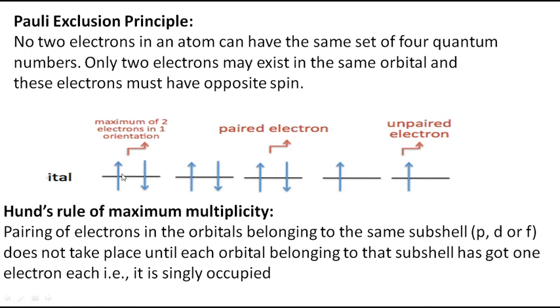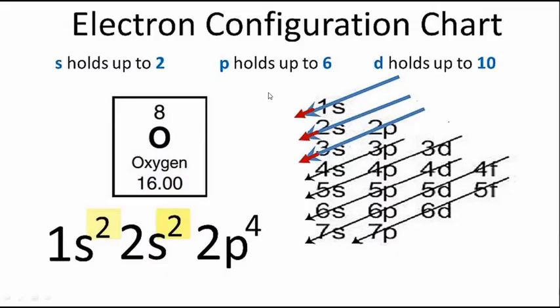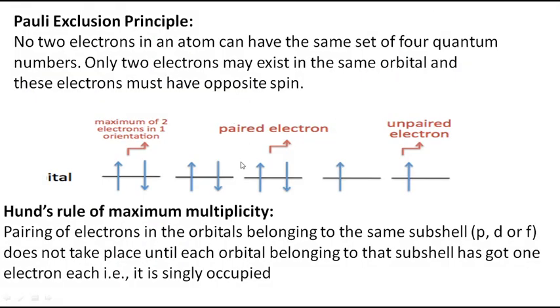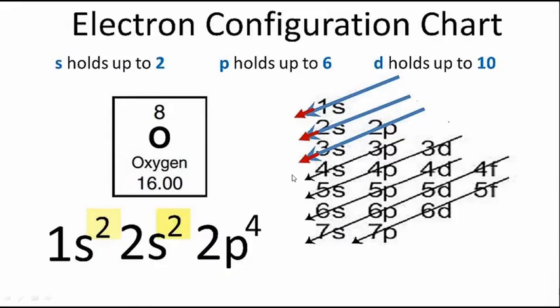So I have 8 electrons. I give you 8 electrons. How do you fill it? 1, 2, 3, 4, 5. Then pairing, opposite spin, 6, 7 and 8. So this is how the filling should be done.